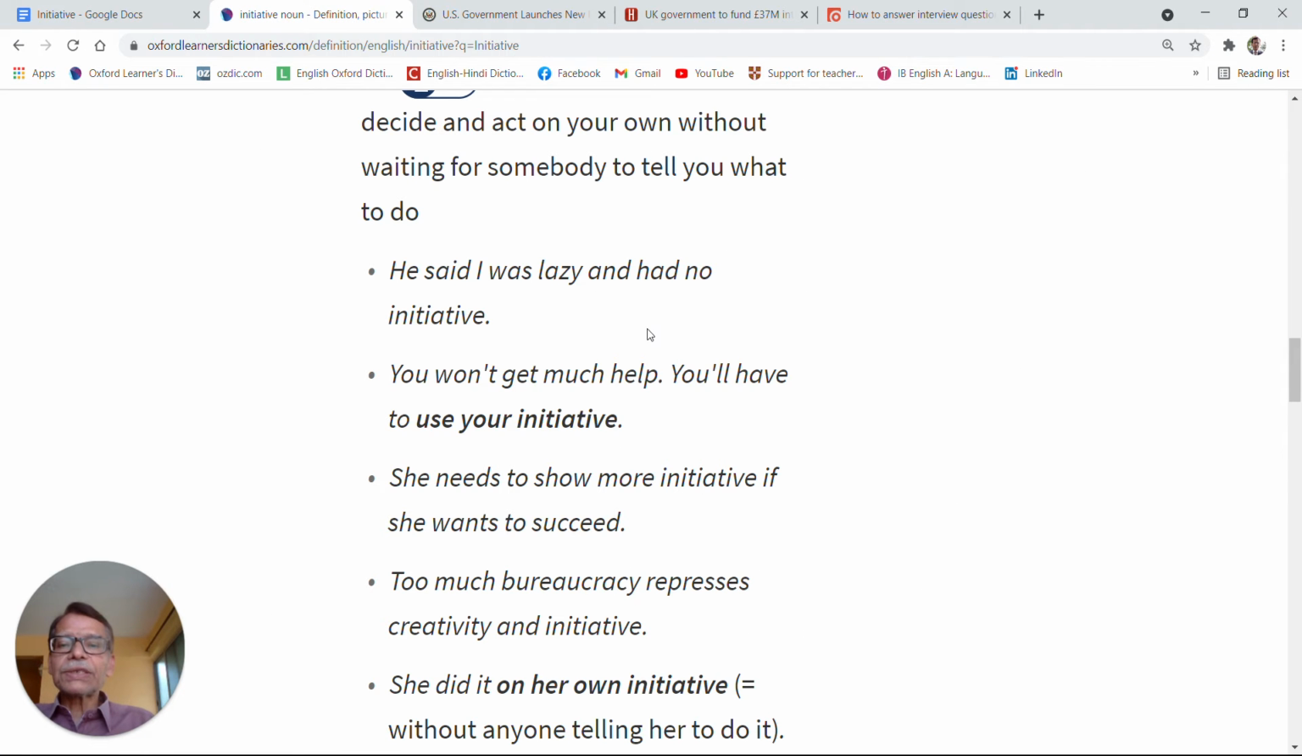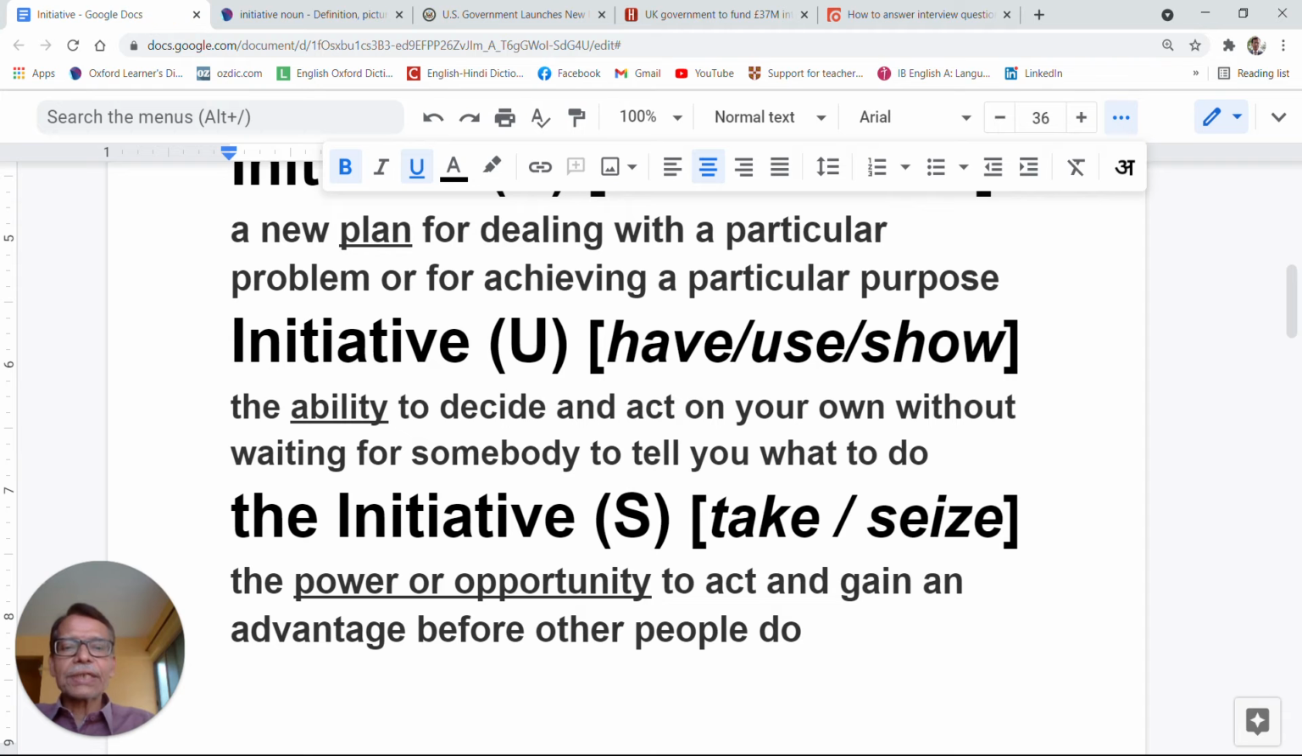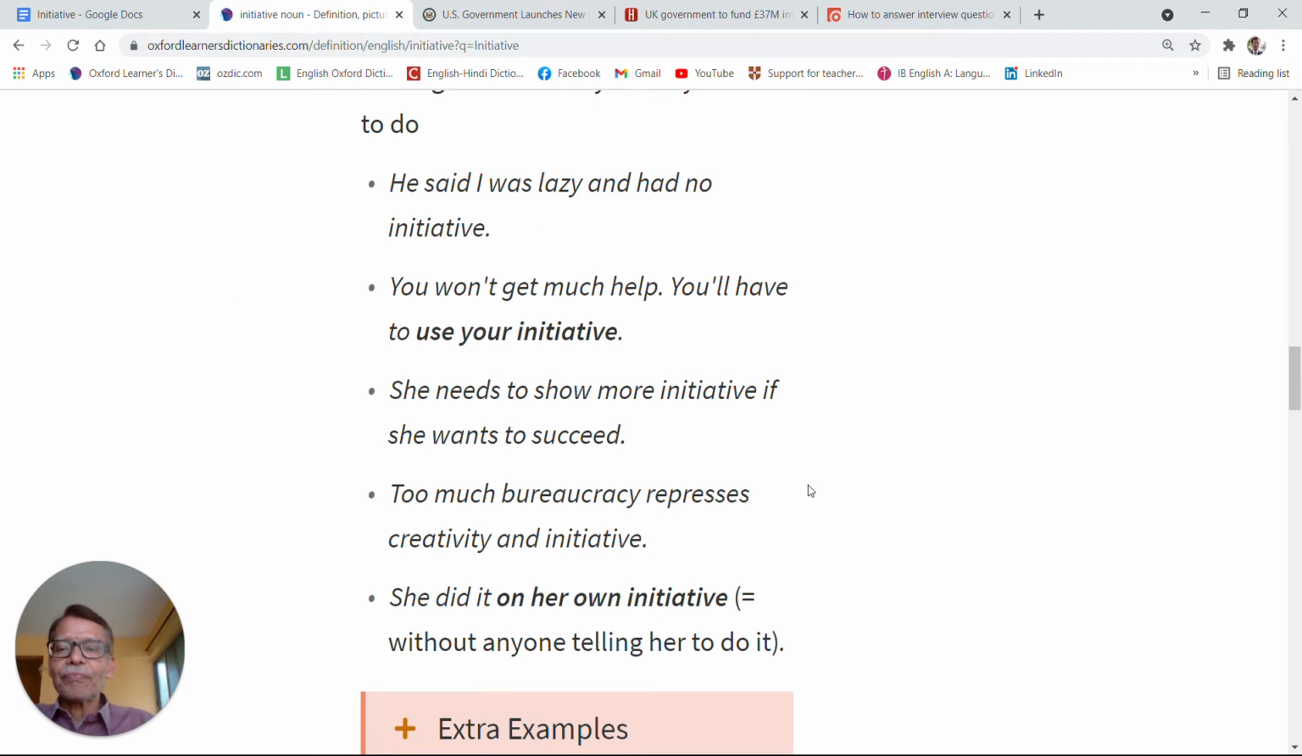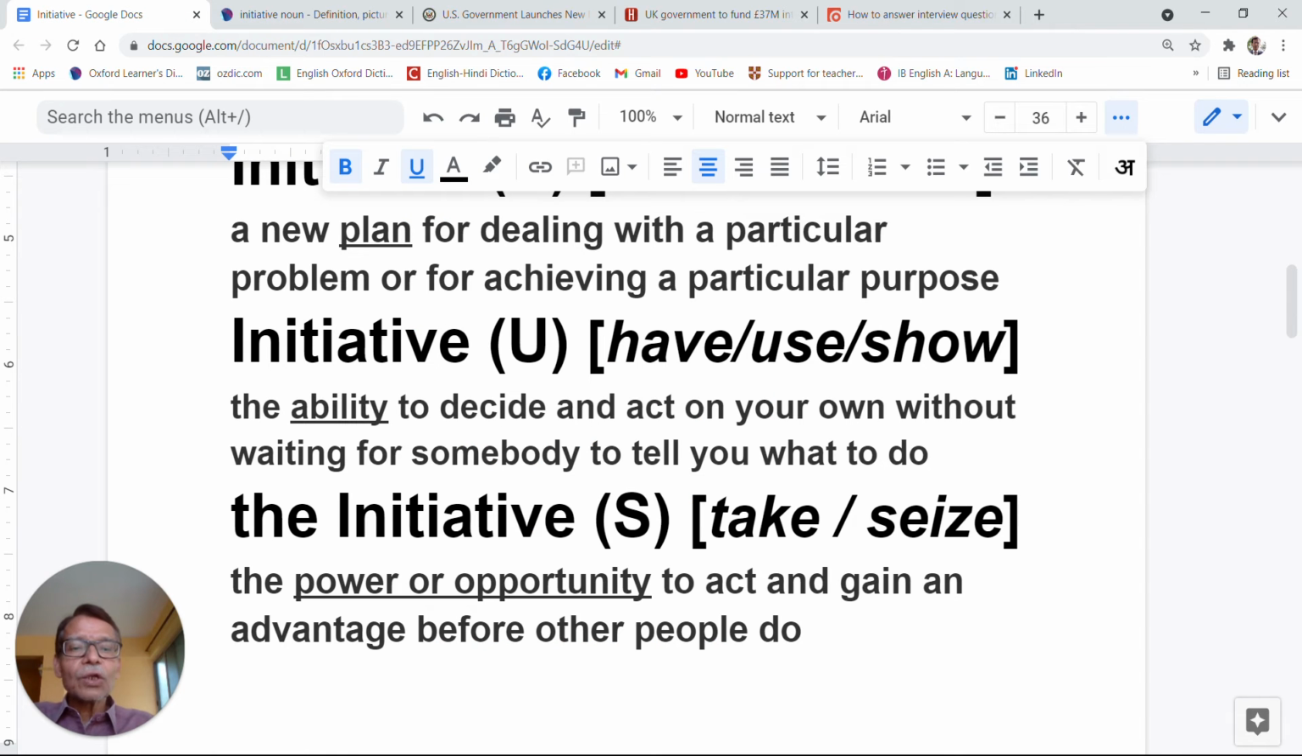These are the three verbs. Okay, so we already saw the example of had, have. You won't get much help. You will have to use your initiative. Mind you, not take your initiative. No, use your initiative. So I have given here the example, use. So if you have, you can use that initiative. She needs to show more initiative if she wants to succeed. Show, I have given the example here, show.